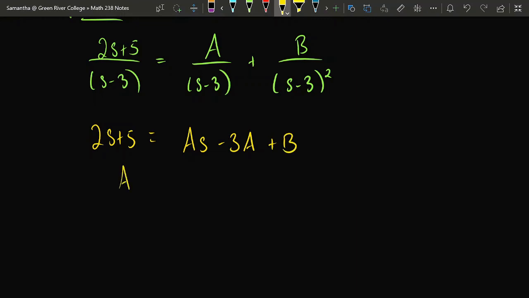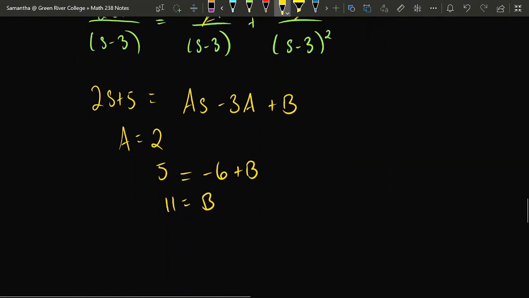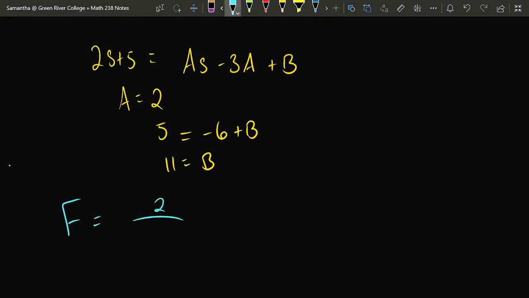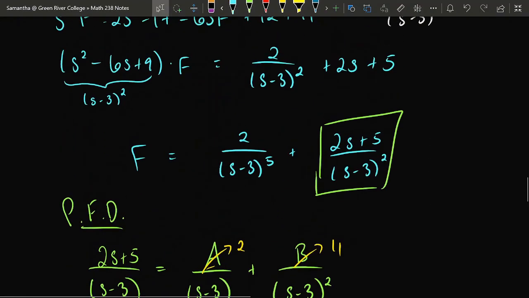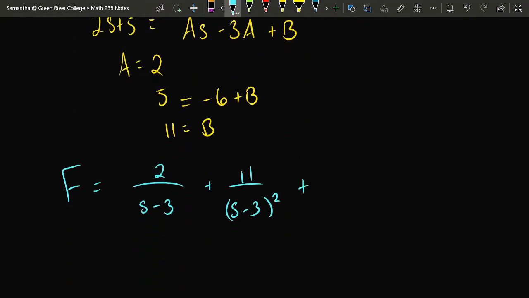So the s terms imply that a is equal to 2, which implies that 5 is equal to negative 6 plus b, using the fact that a is 2. So b is equal to 11. And replacing a with 2 and b with 11 in my partial fraction decomposition, I now know that my function capital F is equal to 2 over s minus 3 plus 11 over (s minus 3) squared plus the 2 over (s minus 3) to the 5th power, which was already completely decomposed.